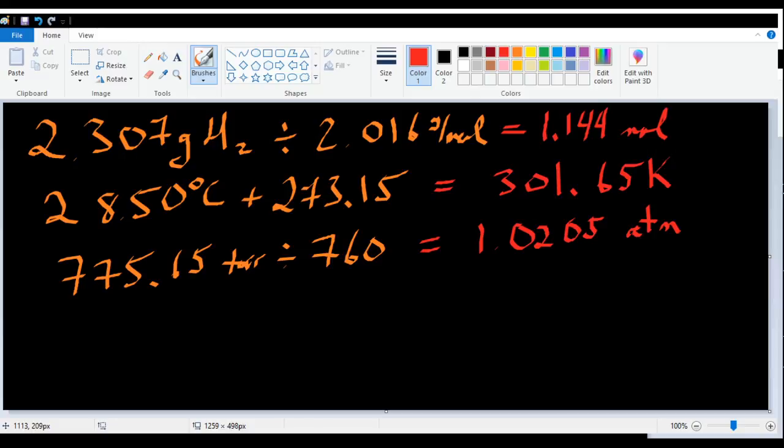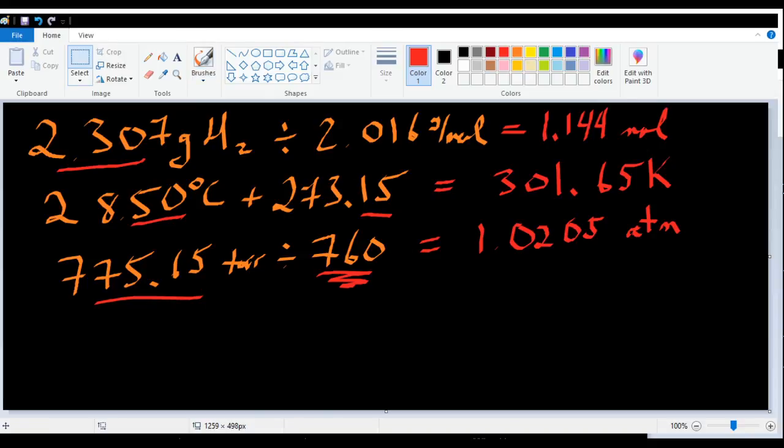Notice that I am maintaining the significant figures here. We started with 4 sig figs for the 2.307, meaning we have 4 sig figs for the 1.144. For the conversion to Kelvin, this was addition, so it's a matter of maintaining the decimal places. And for this conversion down here at the bottom, the 760 is an exact number. It is just by definition 760 torr, so that has infinite sig figs. So our answer has 5 sig figs to match the 5 sig figs here. Okay. So those are our 3 numbers.